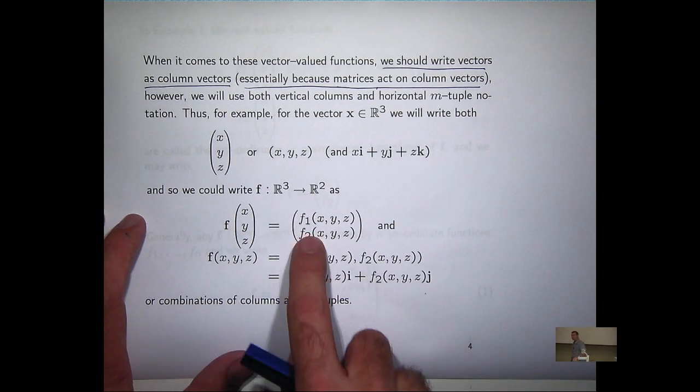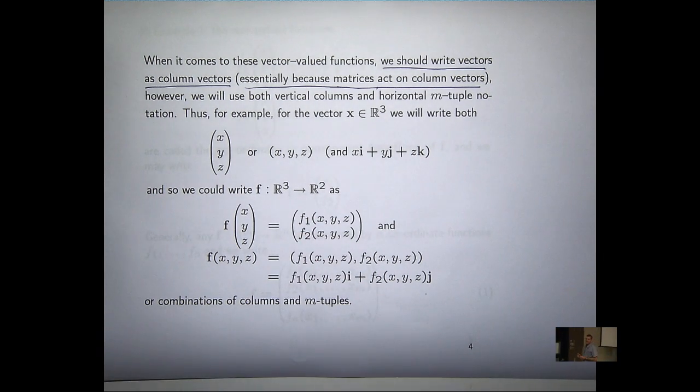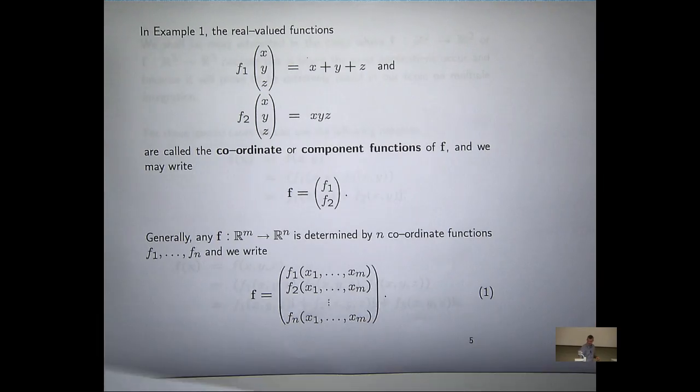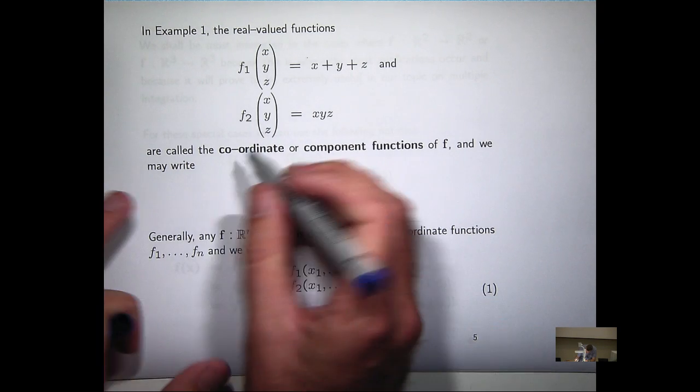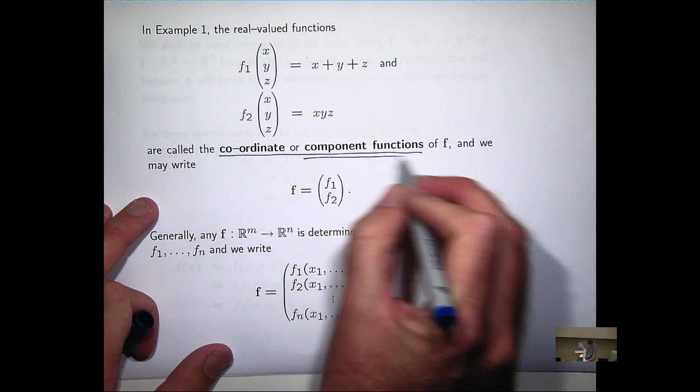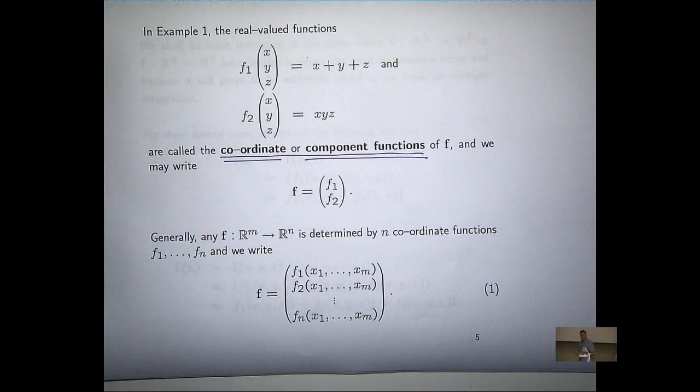Okay, again, the F1 and the F2 here are just real valued component functions. So if you look back at example 1, these functions, F1 and F2, for this particular example, they're just real valued functions of 3 variables. We call them the component functions or the coordinate functions. And that's the kind of language I've been using throughout this course.